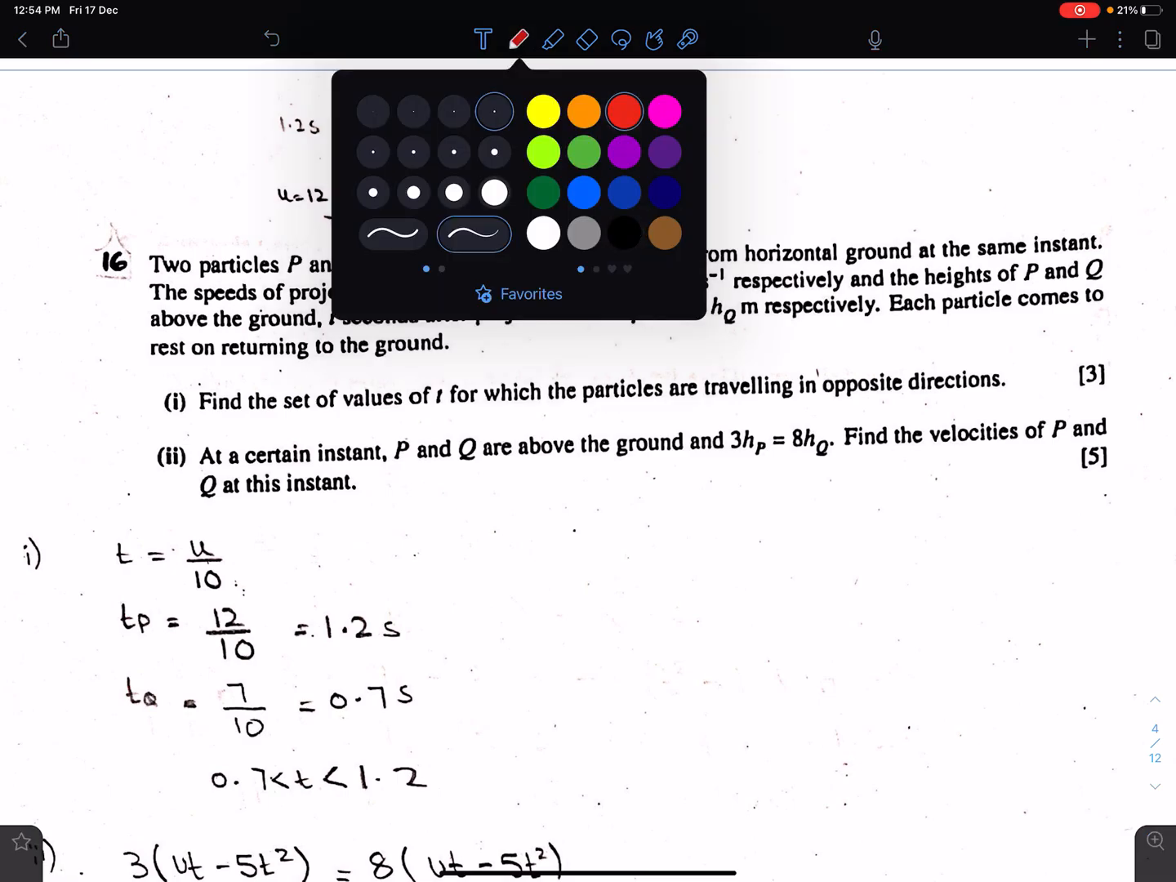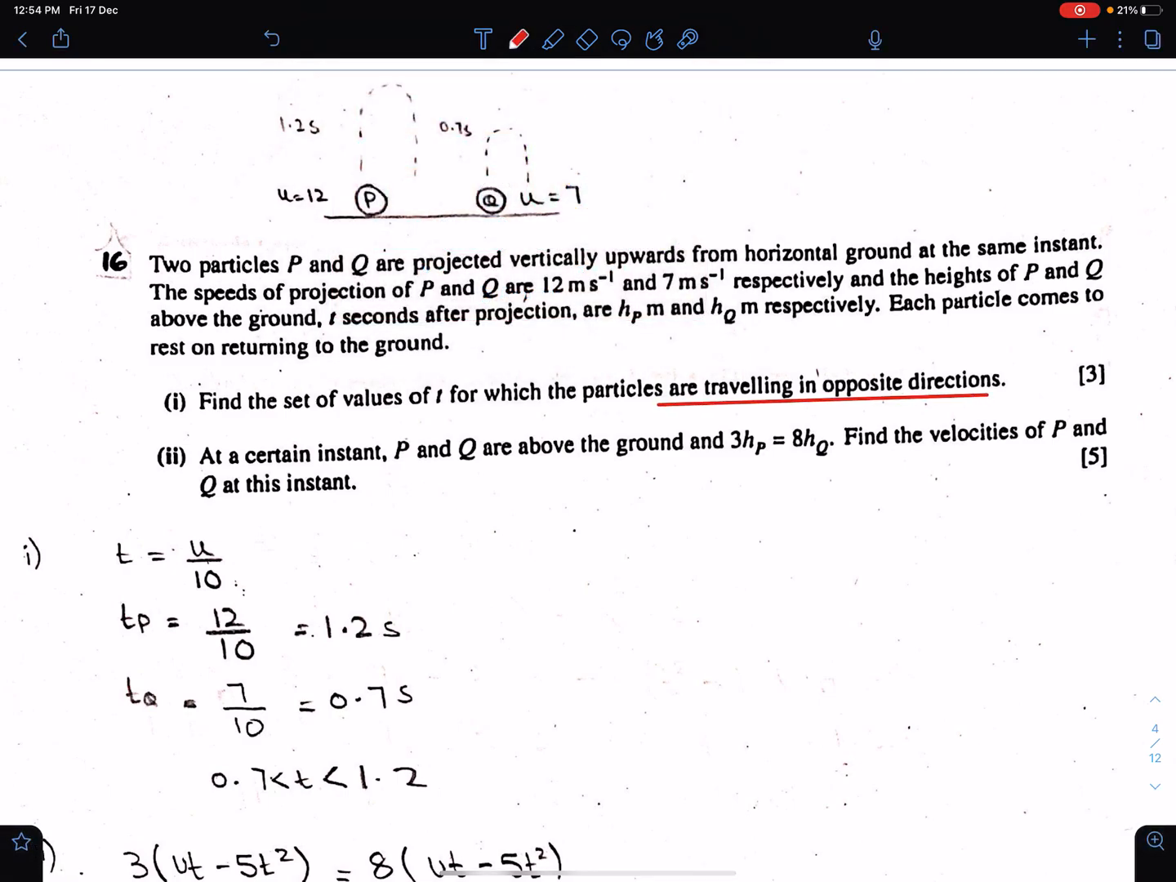For particles traveling in opposite directions, you just need to get the time of both the particles at their maximum height. So first get time of P when it is at its maximum height, and then time of Q. I told you we use this equation, u upon 10, for the time to reach maximum height. You can also use this equation, u plus gt, but I discussed this equation in my first lecture. So time of P is 12 upon 10, 1.2 seconds.